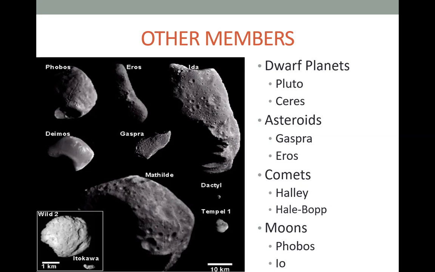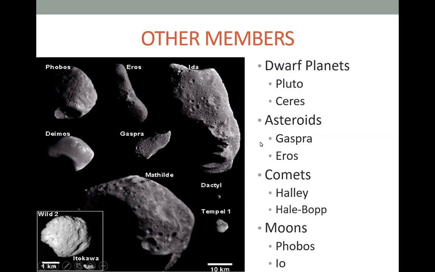Now, the next noteworthy group or other member within our solar system are asteroids. And again, this gets its own separate chapter, in effect, later on in this semester. But there are two well-known asteroids in the picture that's on your left. Gaspra, which is basically this little guy here in the middle, and then Eros directly above it. Now, admittedly, Matilda and Ida and Dactyl and Temple 1, they are all definitely asteroids as well. And even Itokawa, down here on the bottom left, is also an asteroid.